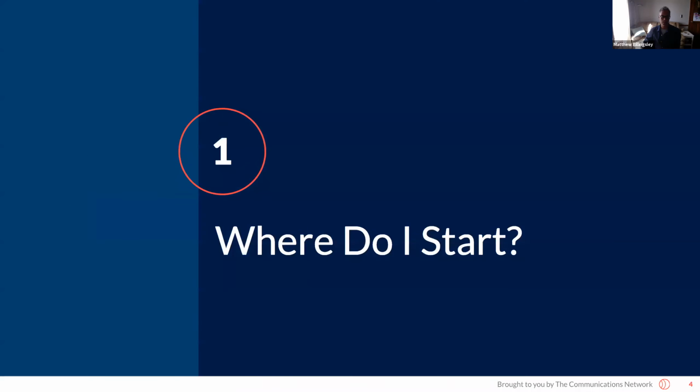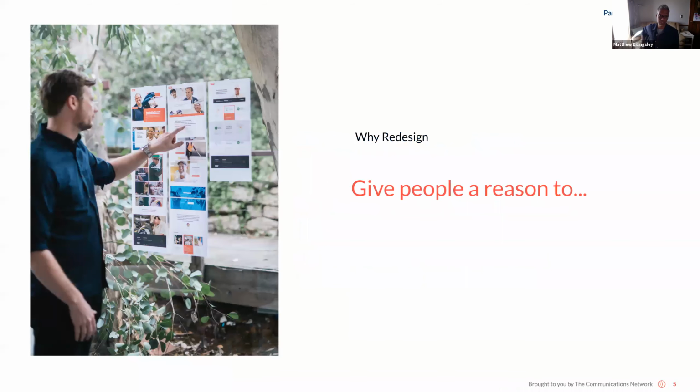And part one, where do I start? It's a question everybody should be asking, so let's get into it. Why redesign? If you're at this stage, you should be asking yourself, why am I redesigning? You want to give people a reason to, and this is where you insert your reason. If it's to care, if it's to tell others, if it's to give people a reason to give to your organization, to your mission. Above all else, you want to give people a reason to visit and come back.